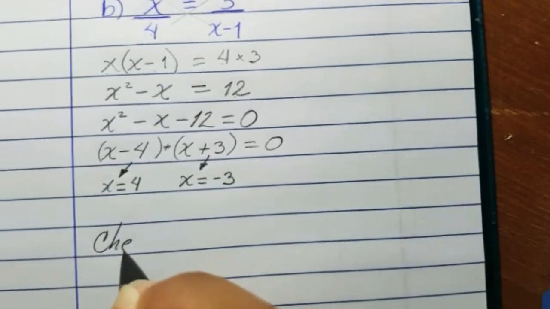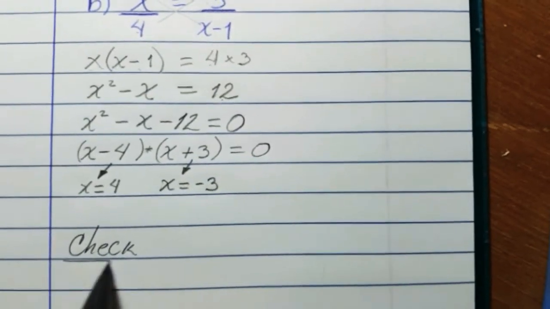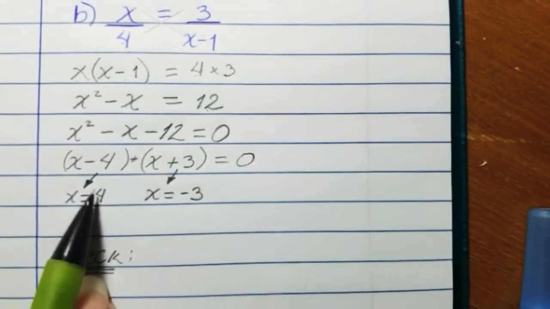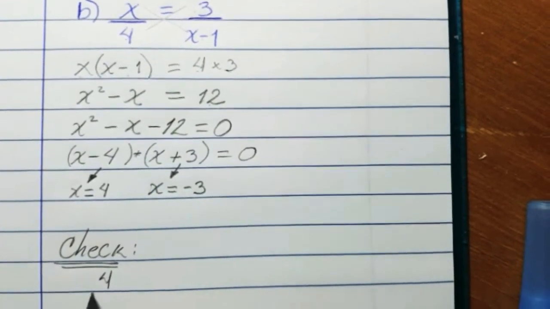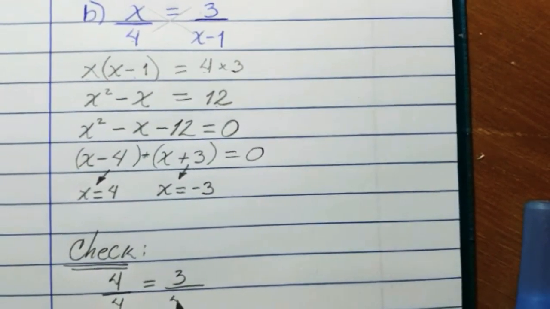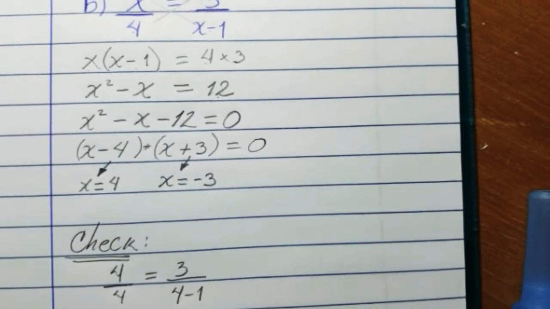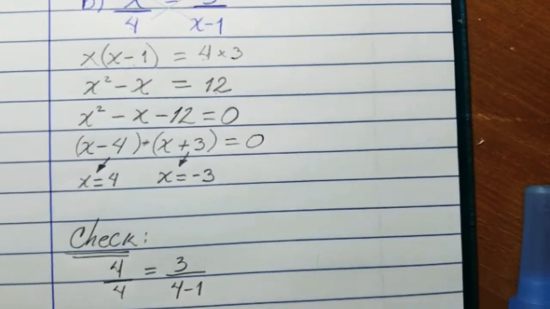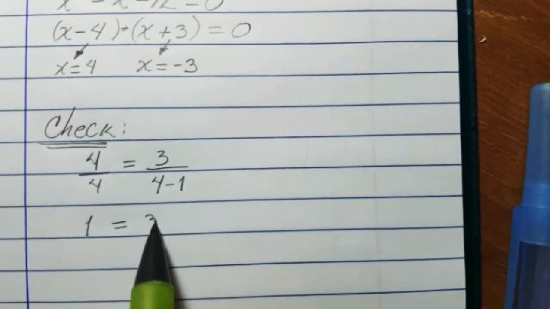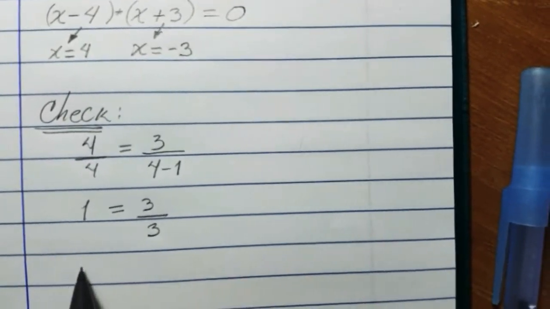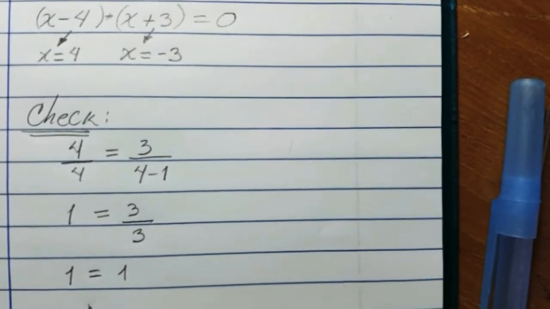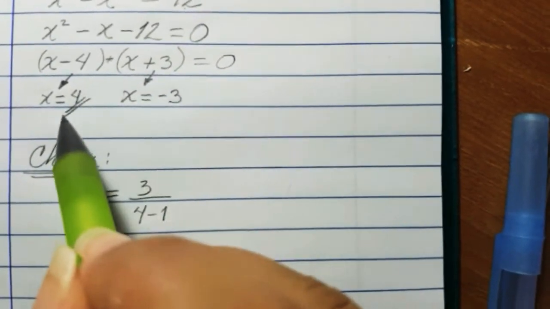Let's perform a check. Plugging in first the 4. So 4 divided by 4 equals 3 over 4 minus 1. 4 divided by 4 is 1, and that equals 3 divided by 4 minus 1. 4 minus 1 is 3. Let's simplify that. 3 divided by 3 is 1. Since we got to a point where it is true, then 4 is part of our solutions.